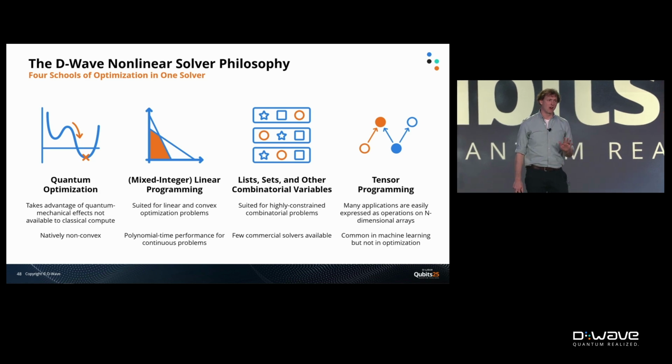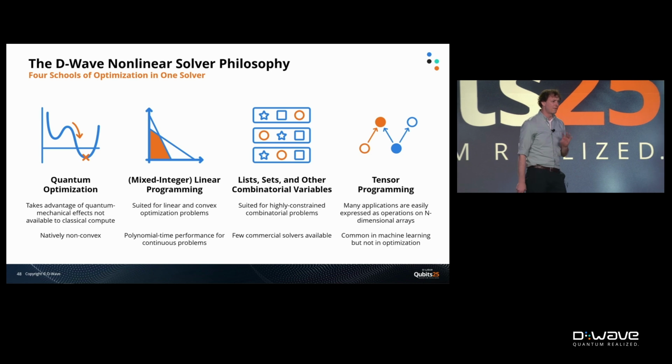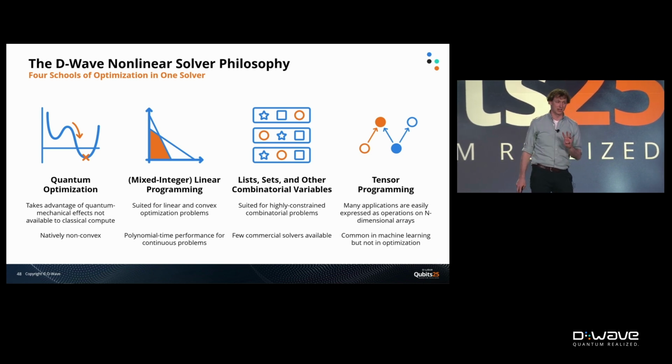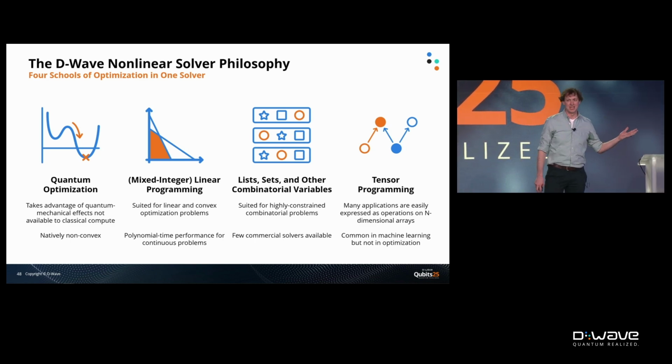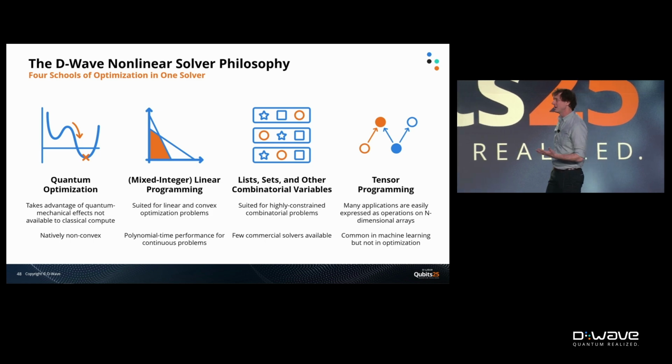The way to think about our nonlinear solver is that it is the child descendant of 4 different streams of optimization. And as far as I know, this is the only solver that combines all 4. The first one, and in some sense the most obvious, is quantum optimization. This is D-Wave's special sauce. This is the thing that we have access to that nobody else has.